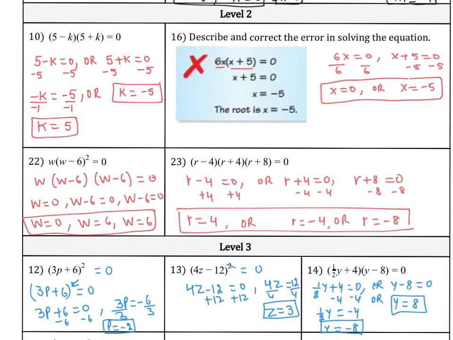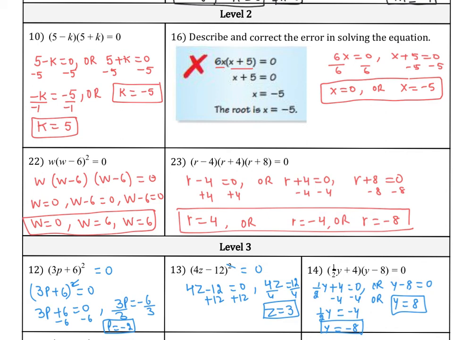For number 12, 3p plus 6 squared equals 0. What you can do for this one is cancel the square with 0, or you take the square root on both sides to get rid of the square. Ultimately you're left with one factor that is equal to 0. You subtract 6 on both sides and you got 3p equals negative 6. Divide by 3, you got p equals negative 2. When you put that in the main equation, you get this factor equal to 0.